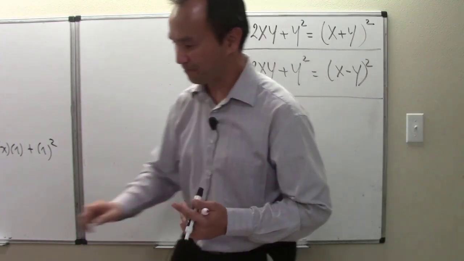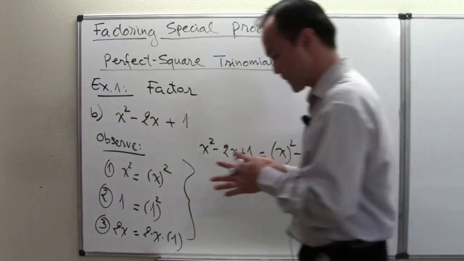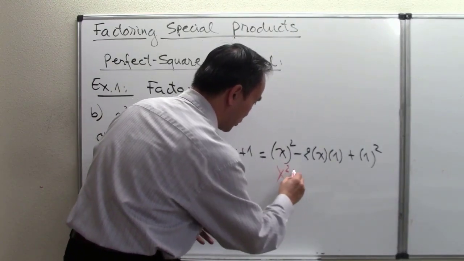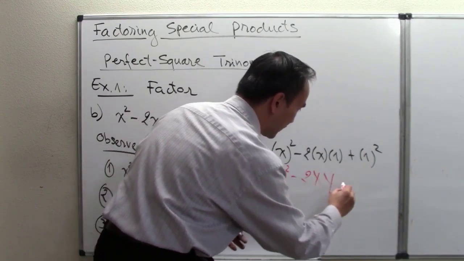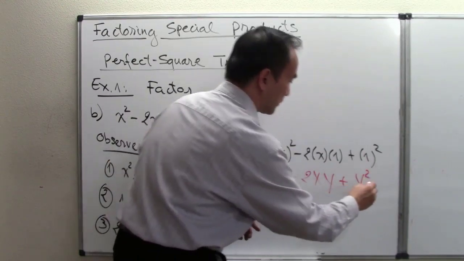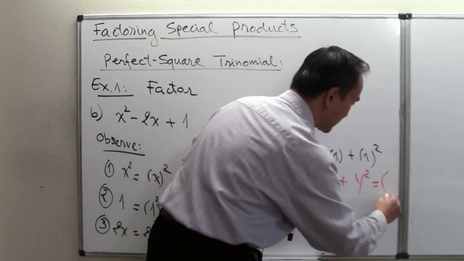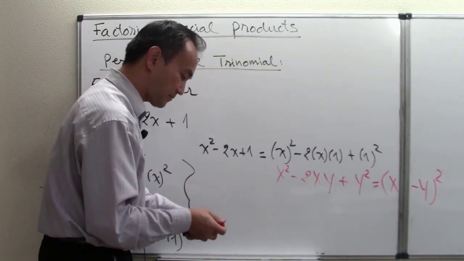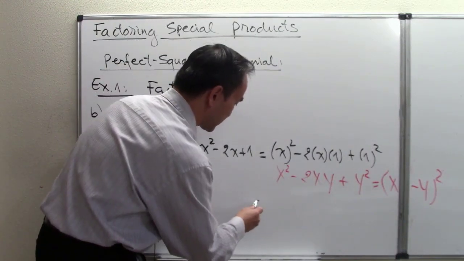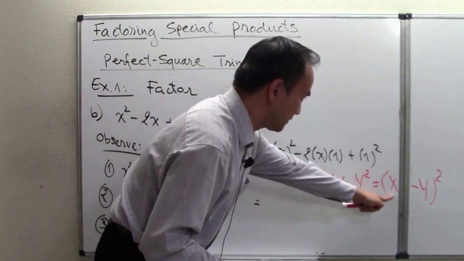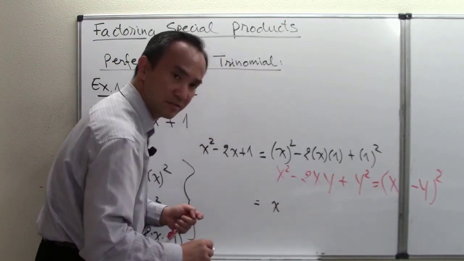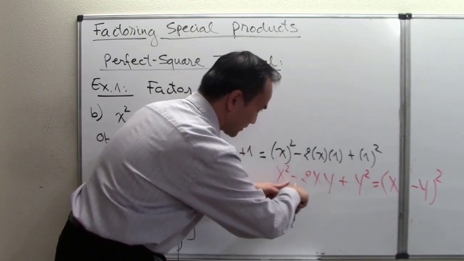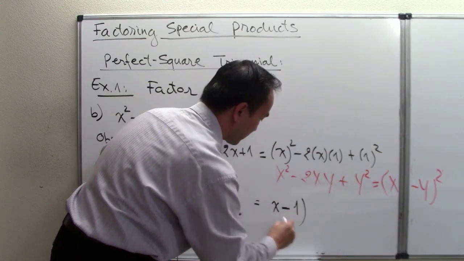And so that means I can see the x squared as the capital X squared minus 2 capital X capital Y plus Y squared. And so the formula says this can quickly factor into X minus Y all squared. And so now in that understanding, I can easily see x is the lowercase x substituted for that, and because of that minus sign, the minus sign goes between the two, minus 1 all squared.